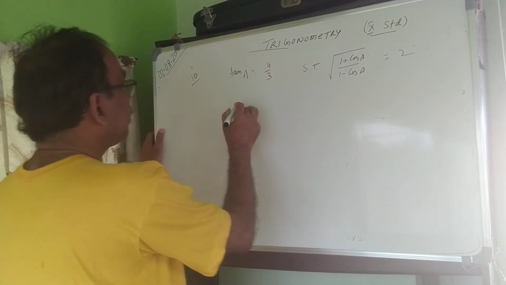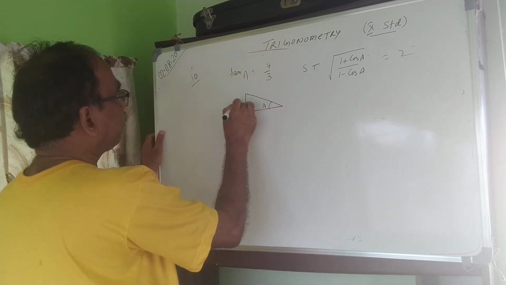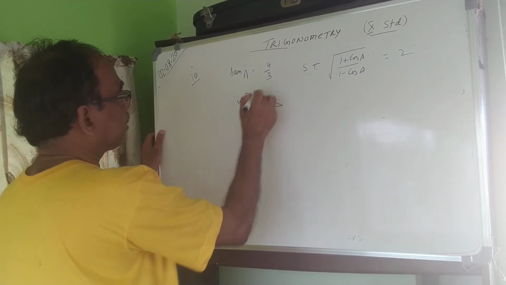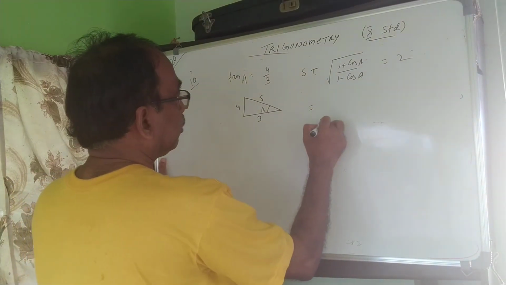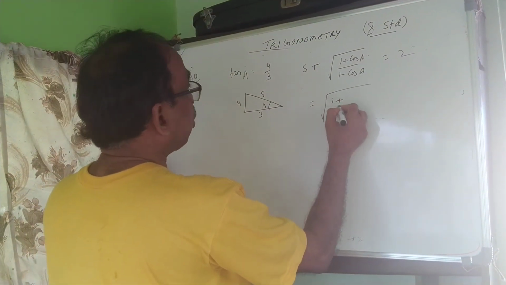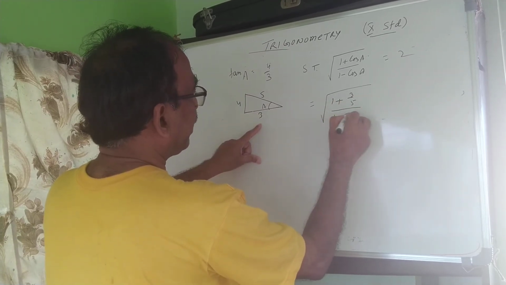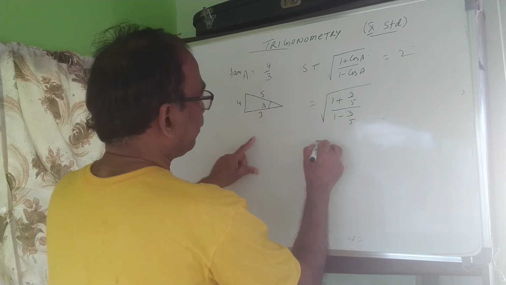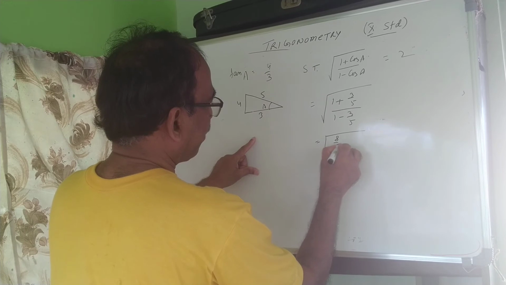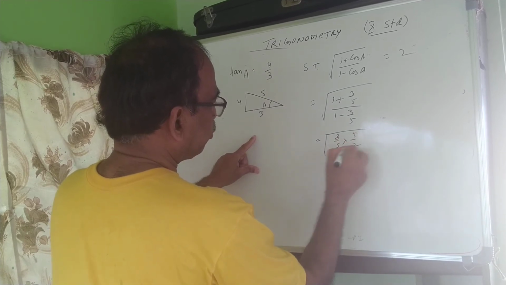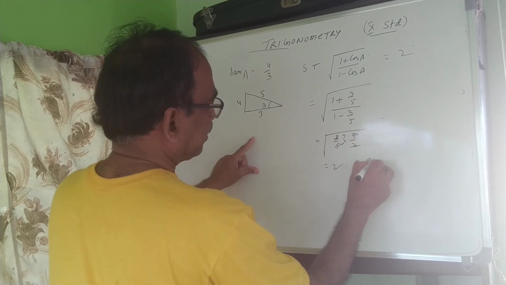So we can get it using a triangle. This is A, tan A is perpendicular by base, 4 and 3. So the hypotenuse is 5 using the formula. Then root over of 1 plus cos A, where cos A is base by hypotenuse, 3 by 5, over 1 minus 3 by 5. That is square root of 8 by 5 into 5 by 2, that is 2. That is the right hand side.